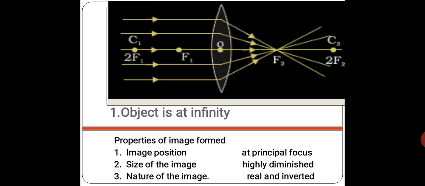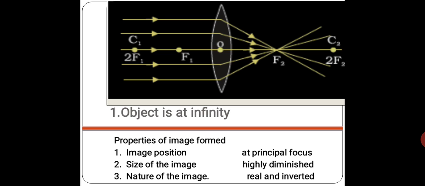The first one is when the object is at infinity. For example, if we focus the sun, which is at far away distance from the convex lens, that object is said to be at infinity. So how will you get the image of the sun when you focus through a convex lens?